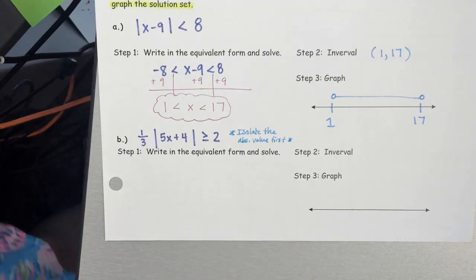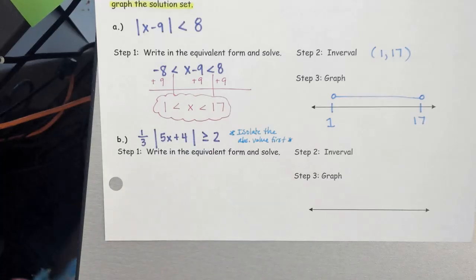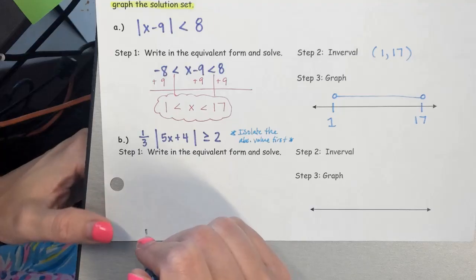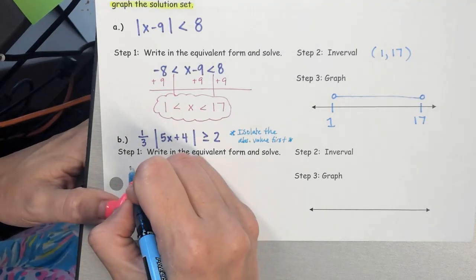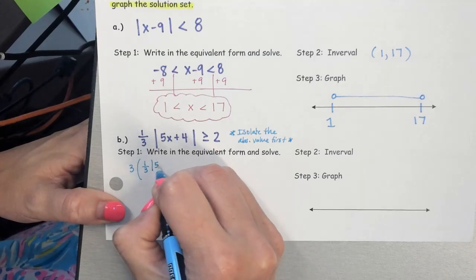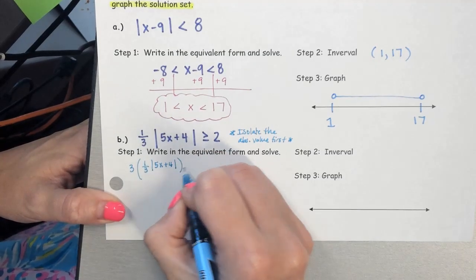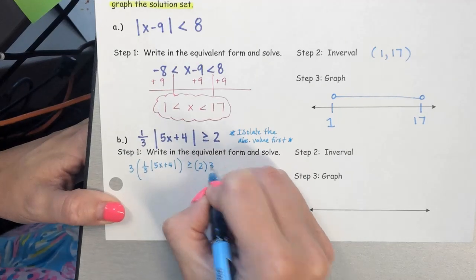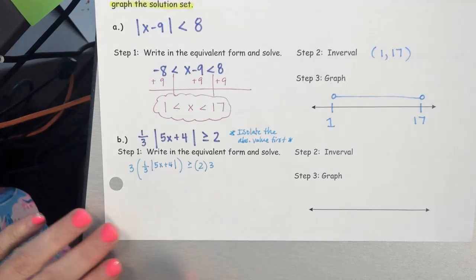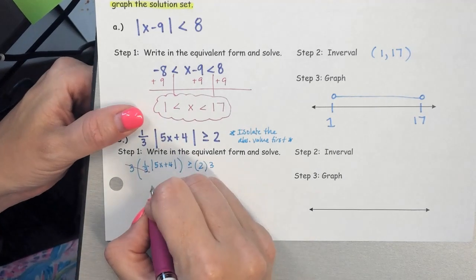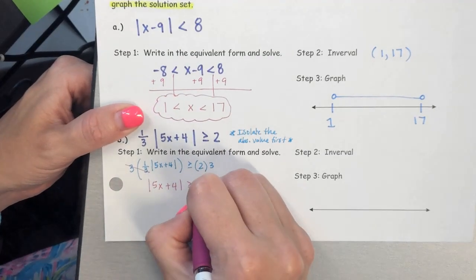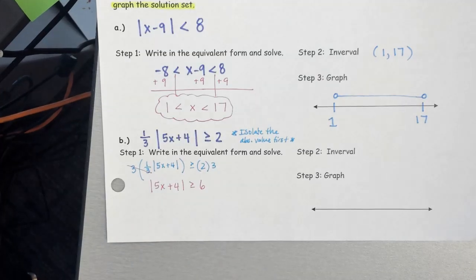Okay, so if we want to get the absolute value by itself, what should we do to both sides? Multiply by 3. Yep, you can divide by 1/3, or you can multiply by 3. When you are multiplying by an absolute value, because these are all multiplied together, those will just cancel. You'll have 5x plus 4 inside the absolute value is greater than or equal to 6.